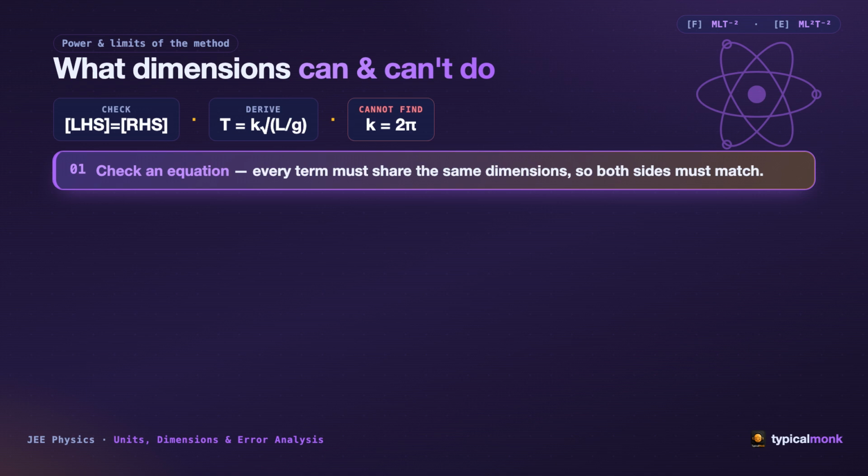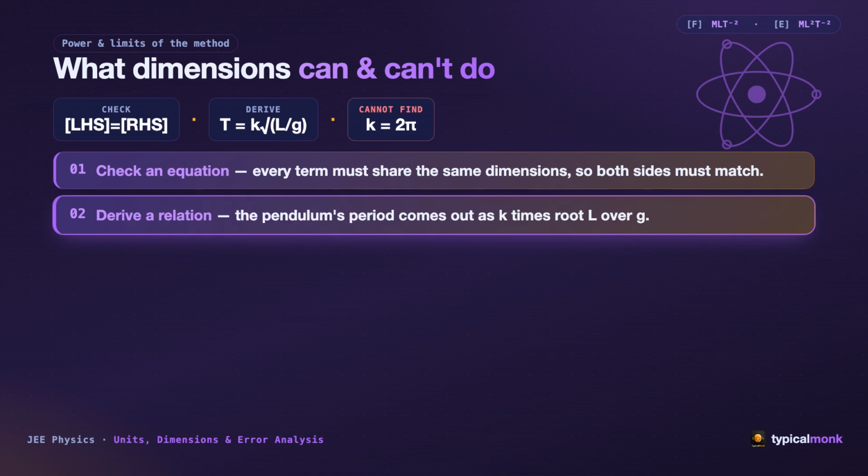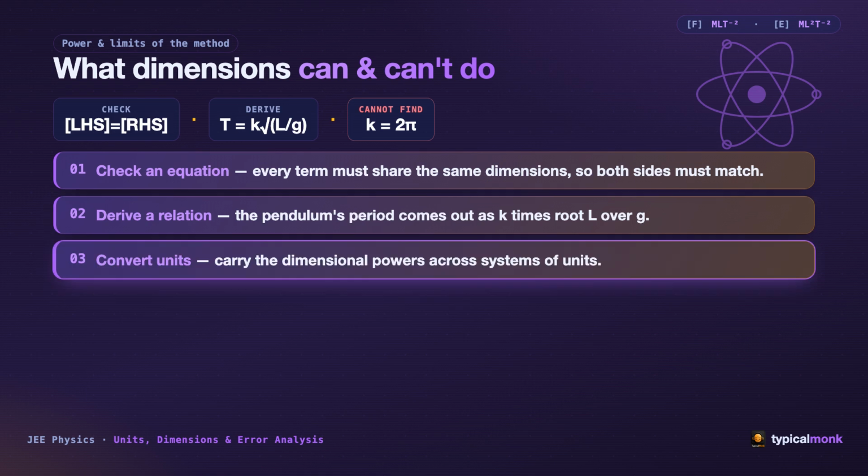First, it checks an equation. Every term you add must carry the same dimensions, so both sides of a correct equation must match. If they do not, the equation is wrong, no calculation needed. Second, it derives a relation. The period of a pendulum, for instance, comes out as some constant times the square root of length over gravity, dimensions alone reveal that shape. Third, it converts units across systems because the powers of M, L, and T carry the conversion for you.